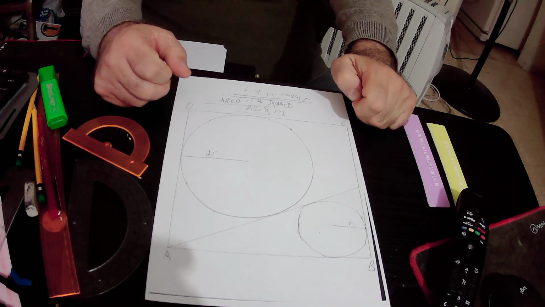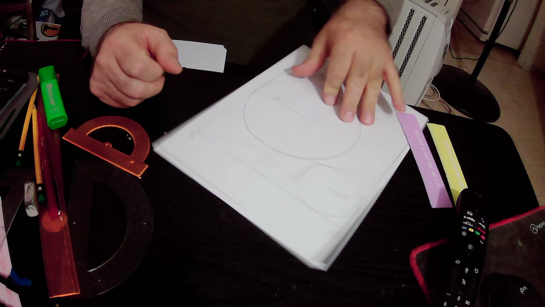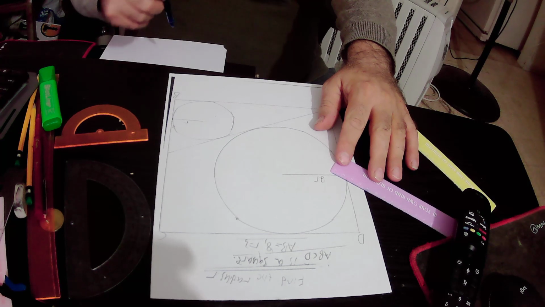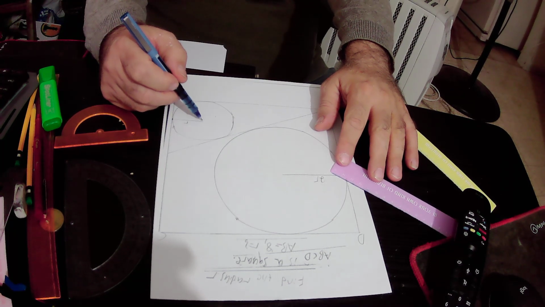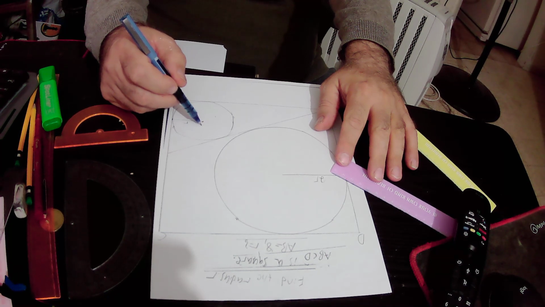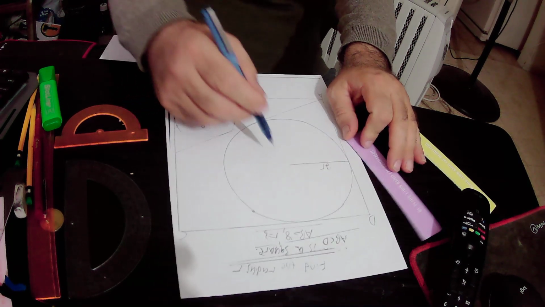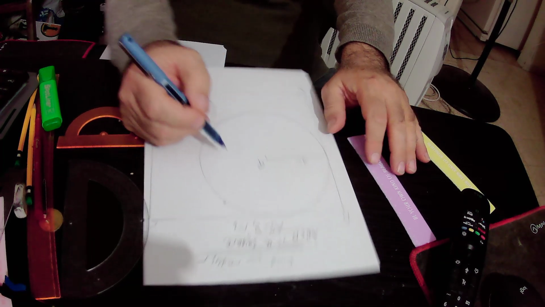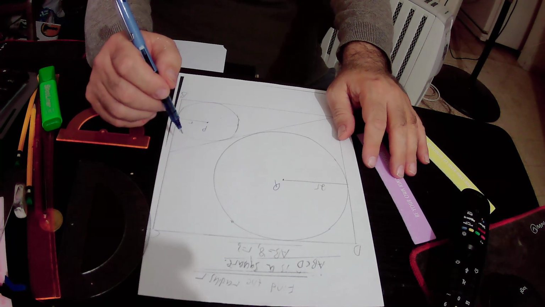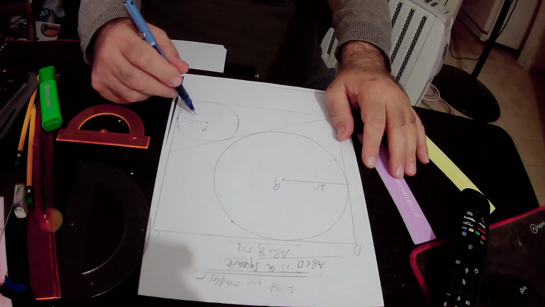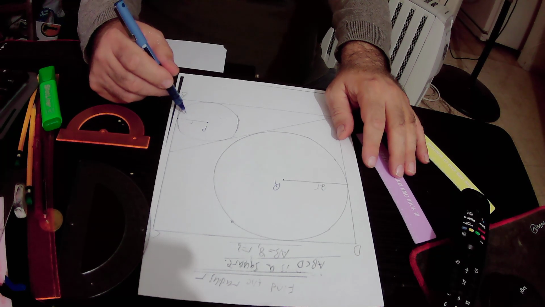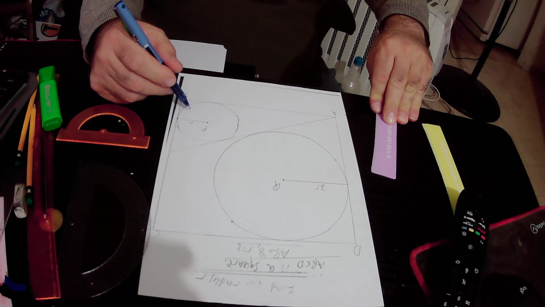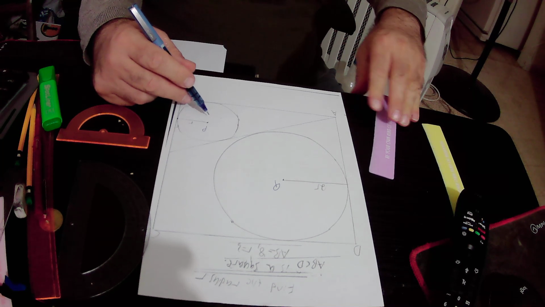So first of all we will do a construction, and before that we will define the center of the small circle as point P, and we will define the center of the big circle as point Q, and we will join together points A and P by a straight line.